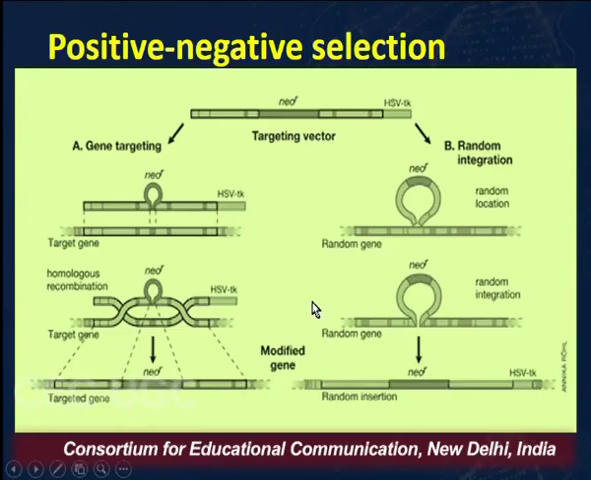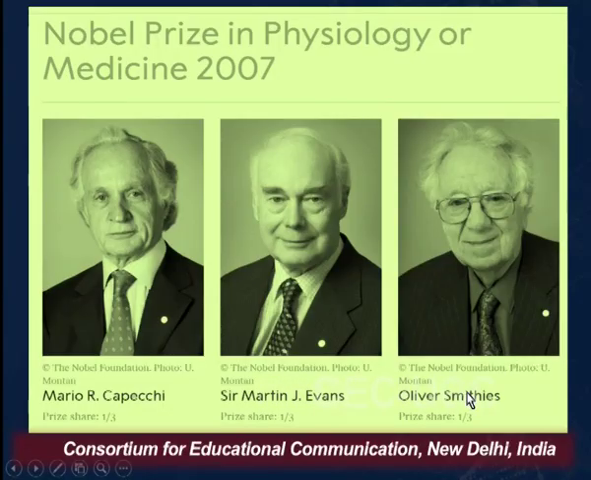For example, we plant them into the blastocyst, introduce them into the mice, and can generate the transgenic mice. The Nobel Prize in Physiology or Medicine in 2007 for the production and cloning of transgenic mice was awarded jointly to Capecchi, Sir Martin J. Evans and Oliver Smithies for their discoveries of the principles of introducing specific gene modification in mice by the use of embryonic stem cells. So, this is a remarkable discovery.